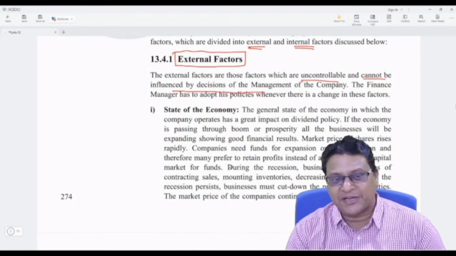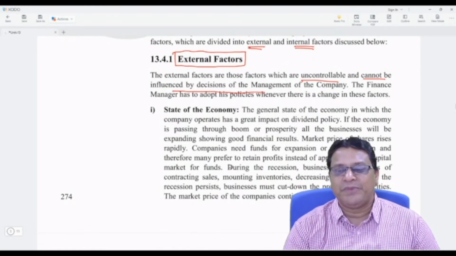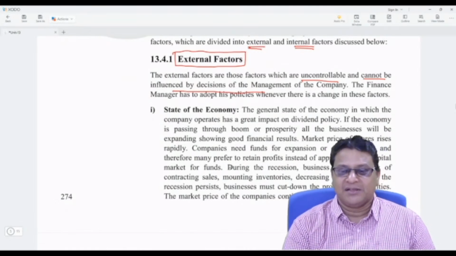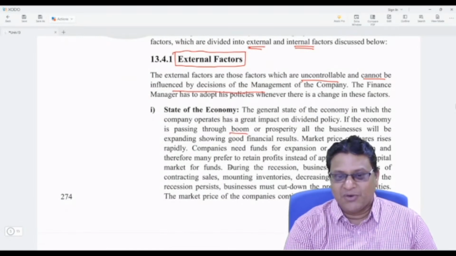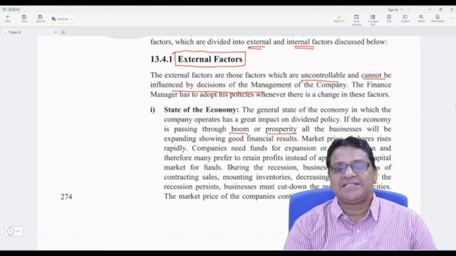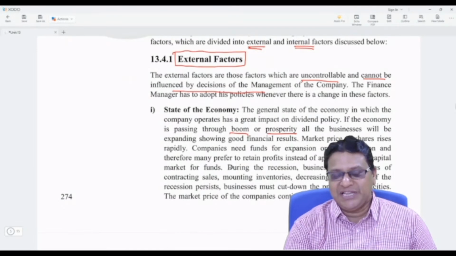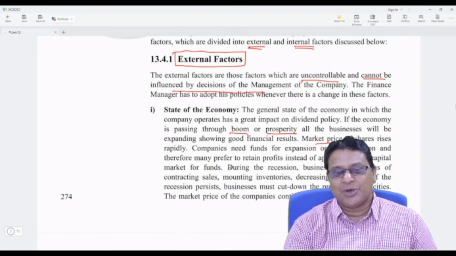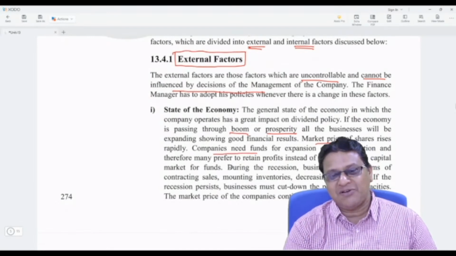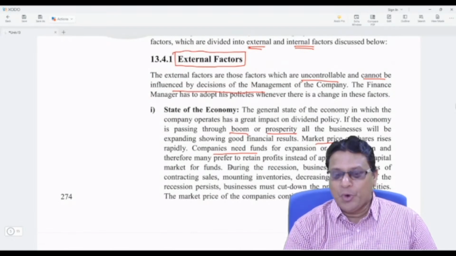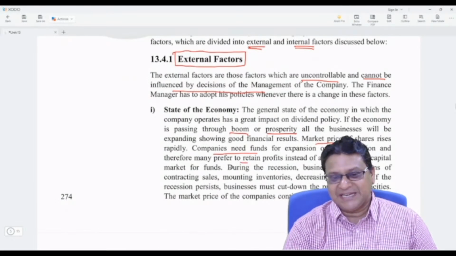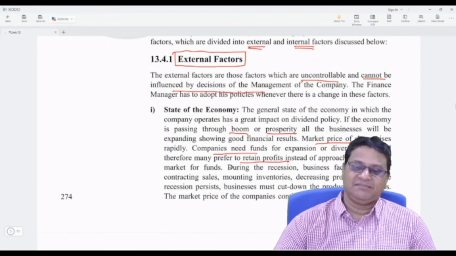The first outside factor is the state of economy. What is the state of economy of the country? Whether there is a boom phase, a prosperity phase, or a recession phase. If there is a boom phase, the market price of the shares increases and the company needs funds for expansion and diversification. Hence, in this boom phase, the company pays less and less dividend and retains more and more profit.